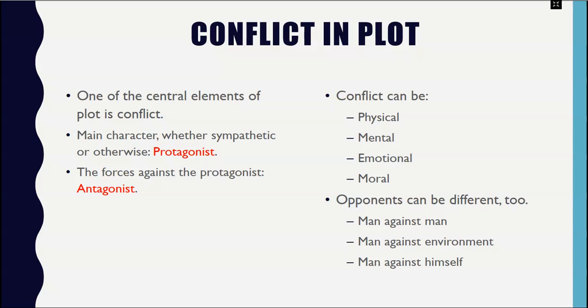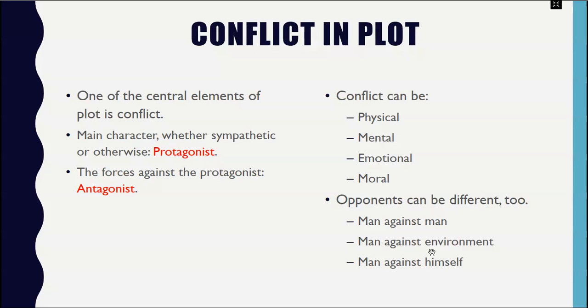So the protagonist is the main character of the story, and usually all of the events revolve around this person. The forces pitted against the protagonist, those forces which try to prevent the protagonist from achieving what he or she desires, are called the antagonists of the story. Now, antagonists can be people, but they can be other things too.